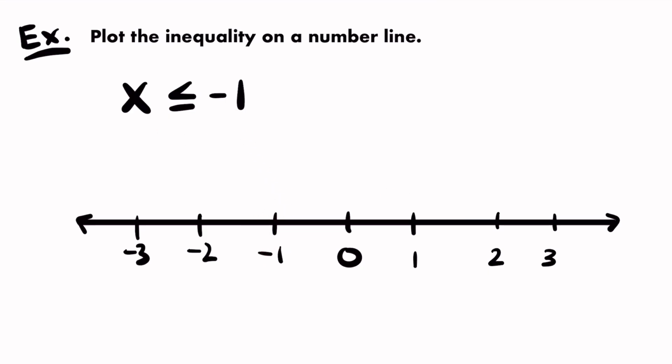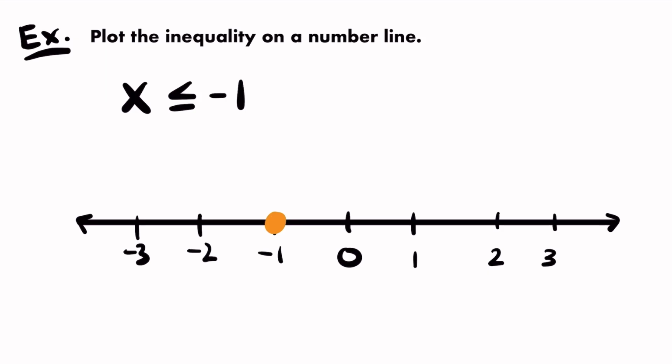In this case, we're looking for values of x less than or equal to -1. So since it can be equal to -1, we want to include -1. So we will not draw an open circle, we will draw a closed circle. We will fill it in. Okay, so now we've indicated that -1 is included, but then do we draw an arrow to the right or to the left? Well, we're looking at values of x less than or equal to -1.